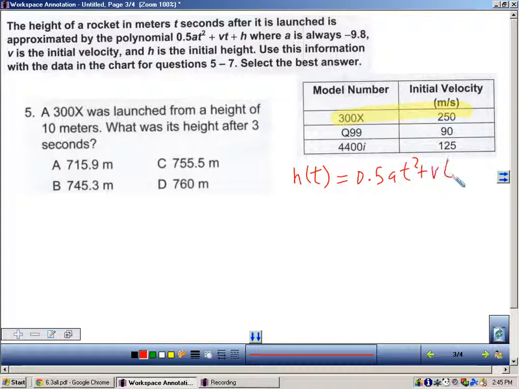This is a physics formula, and there it is. So we've got some variables called a, v, t, and h. So let's see if we're going to find those values in the variable. So we're given that a is always what? Negative 9.8. And that's the acceleration of velocity. So I'm going to write that down. So a, write it over here.